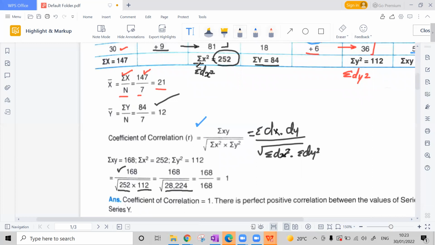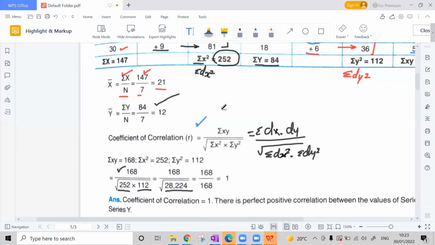Is it clear, beta? Please, when you are calculating the log table, don't go for the double calculation. Under root of 252 we will calculate separately by the formula, 2.52 and by 112. Clear, beta? Tell me yes or no. Yes, sir.